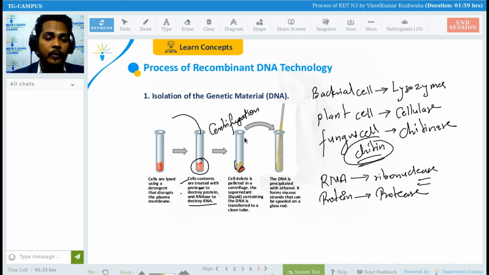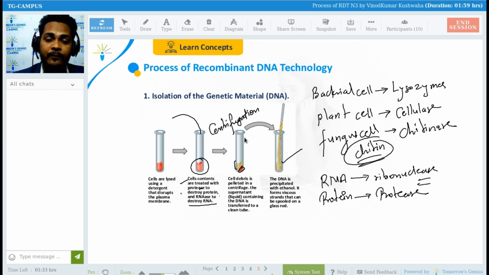Because the debris is heavy in weight, it settles at the bottom in the form of pellets, and the DNA is present in the liquid. You just transfer that liquid into another tube, and that tube contains your desired DNA. The DNA is precipitated with ethanol, and it forms a viscous strand that can be spooled on a glass rod.